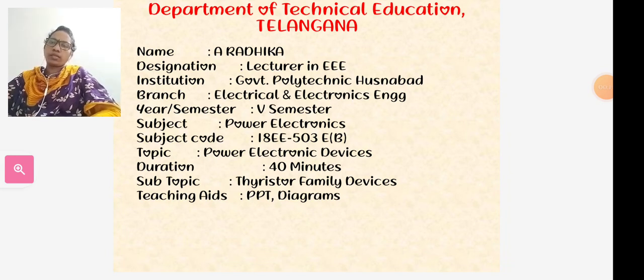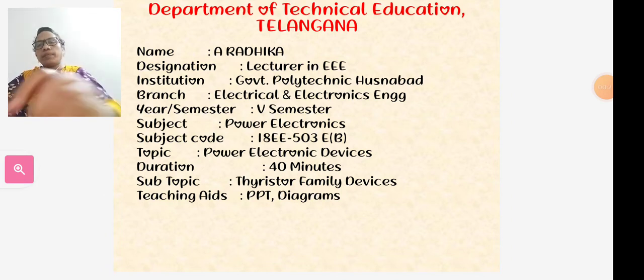In the last class, I discussed the total thyristor family of devices, that is the 15 devices. Today we are going to discuss, under the thyristor family, the construction and two transistor analogy.